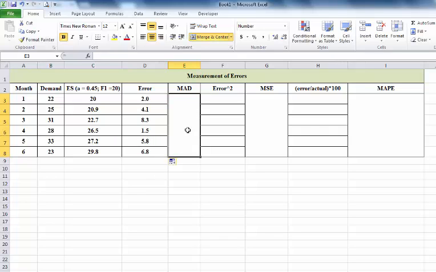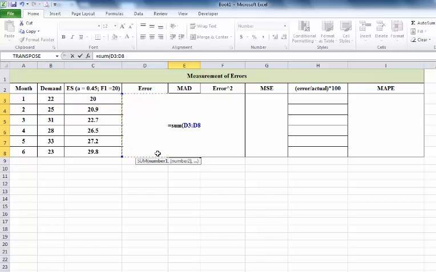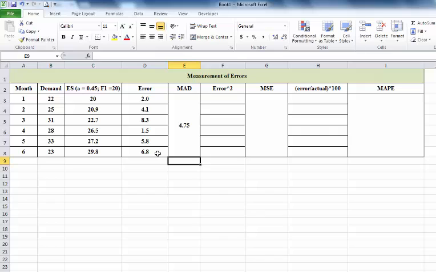To calculate your MAD, your MAD is simply a sum of your errors divided by the number of errors. So I have 6 time periods, I have 6 errors, and that's really my MAD. So again, it's nothing but a sum of my errors divided by the number of errors. That's MAD, which is my mean absolute deviation.